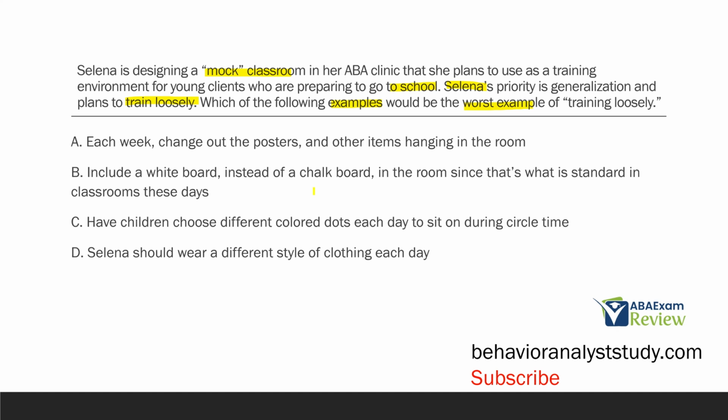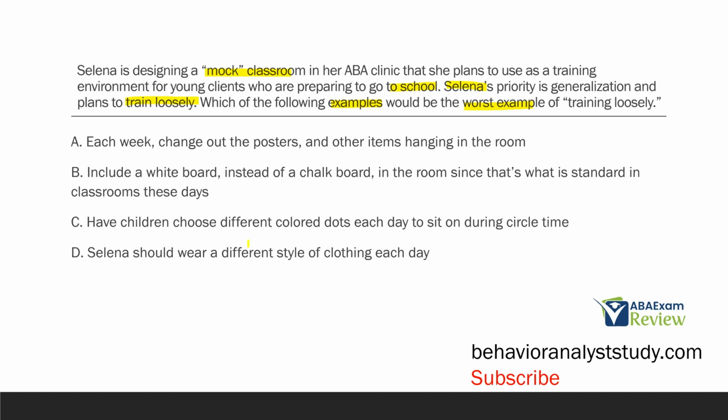C, have children choose different colored dots each day to sit on during circle time. The colors of the dots are irrelevant. It's just something they're going to choose. And so she's varying which color they sit on each day. It's not as critical as this standard whiteboard that appears in the classroom.